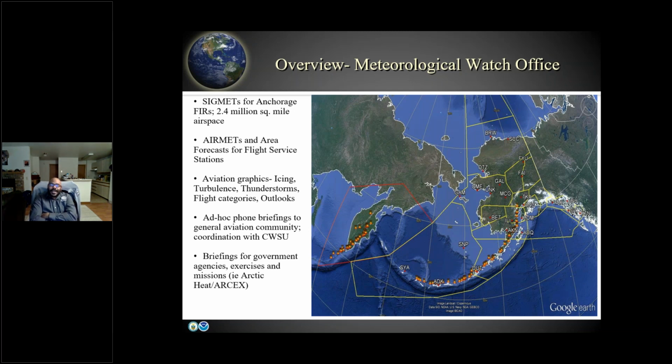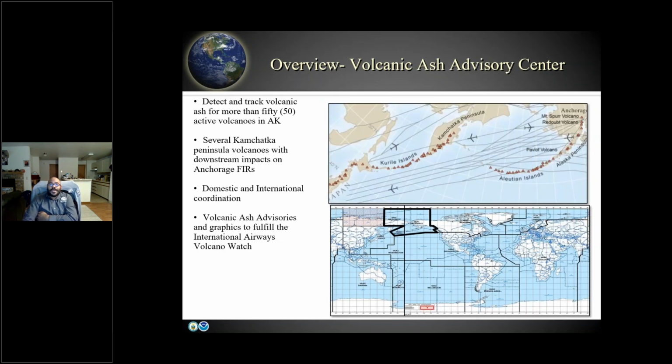Alaska and the Arctic in general is getting higher and higher visibility, or more visibility geopolitically. And as such, we're being asked to provide more and more aviation type support for various missions and exercises. A lot of them have to do with sampling and assessing the ice pack off the Arctic coast, wildlife surveys, things of that nature. So there's increasing demand for that type of service. So that's the Meteorological Watch Office side, the MWO side.